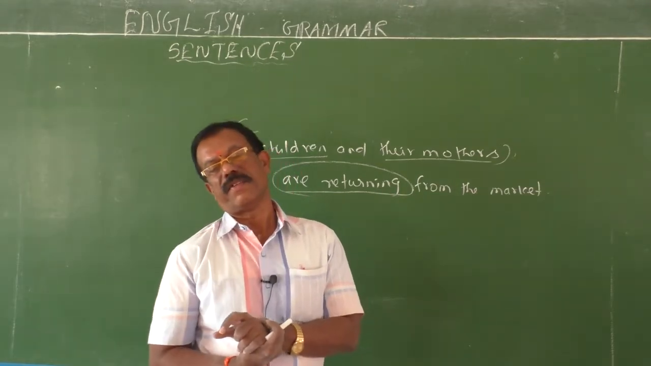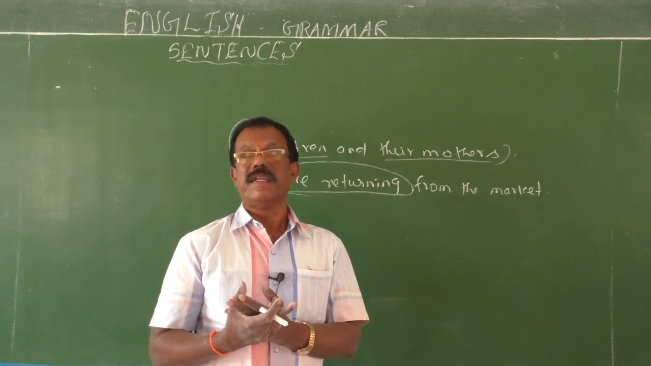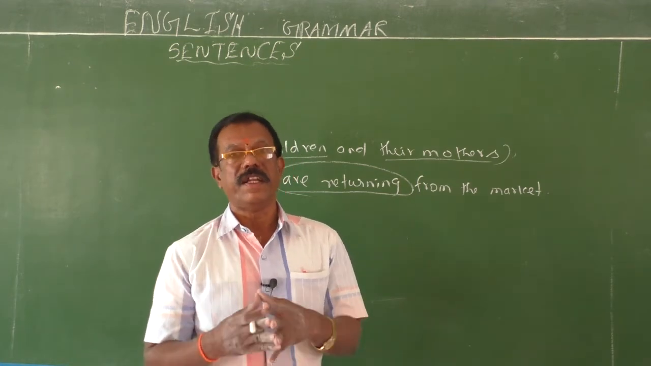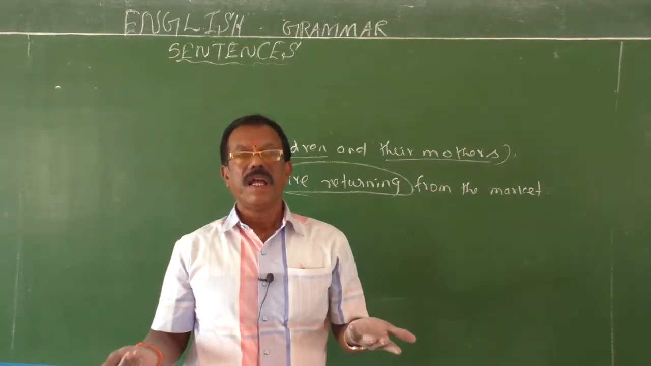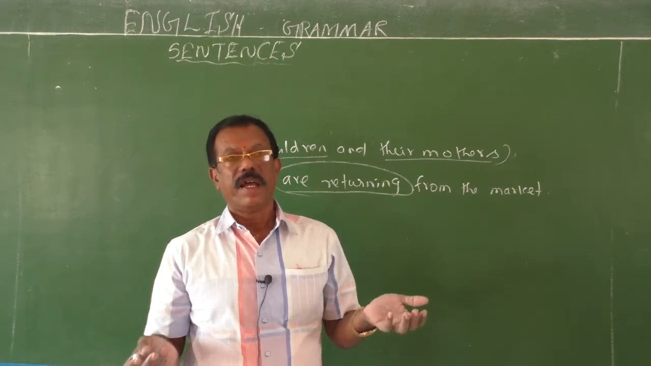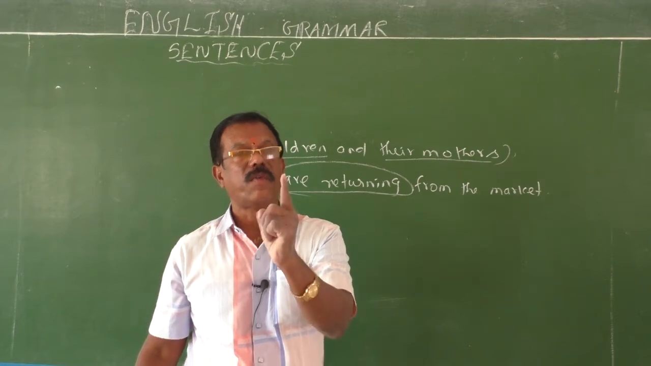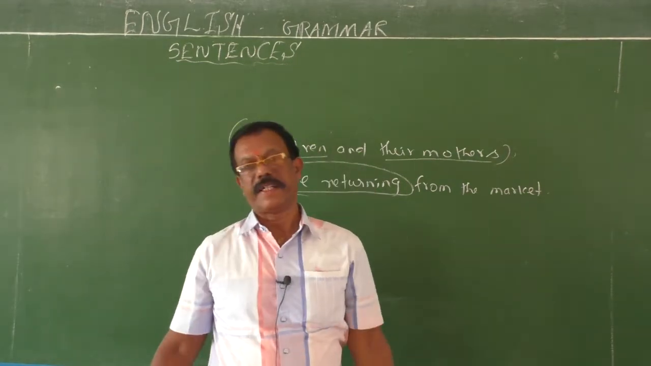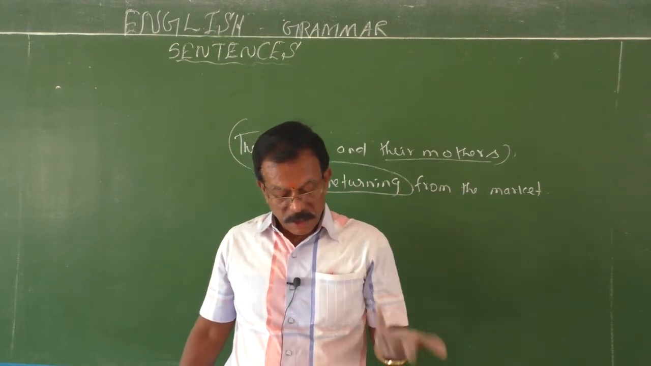So don't misunderstand that a simple sentence is always very short in its form. Not like that. A simple sentence sometimes may have two subjects. A simple sentence sometimes may have two objects. Nothing is wrong in it. But they should have only one main idea and only one finite verb. That's important.